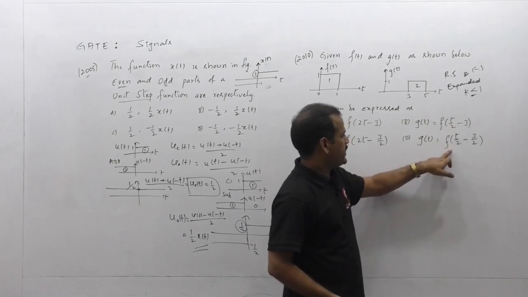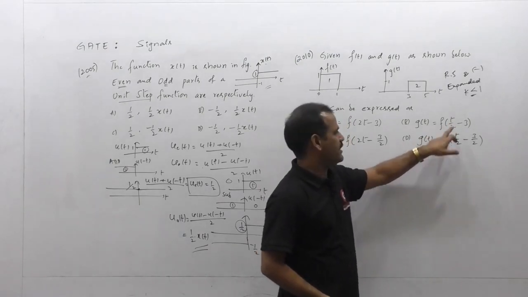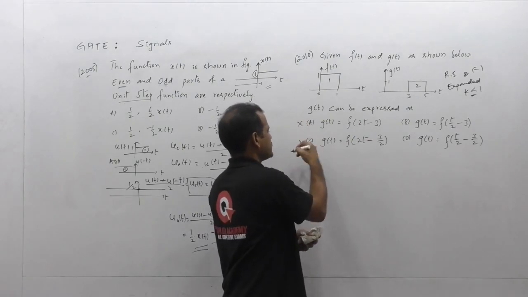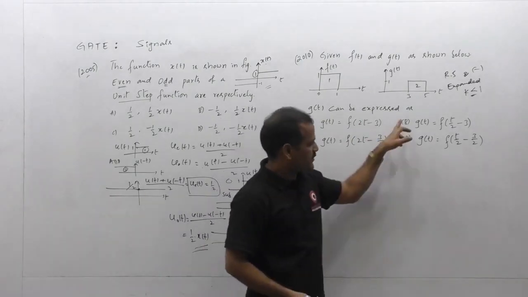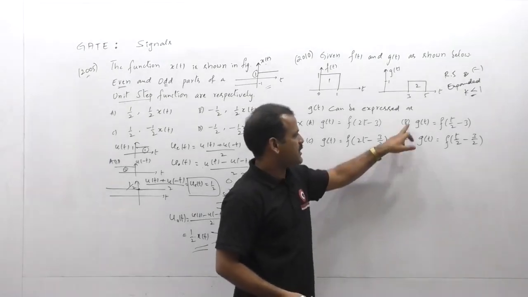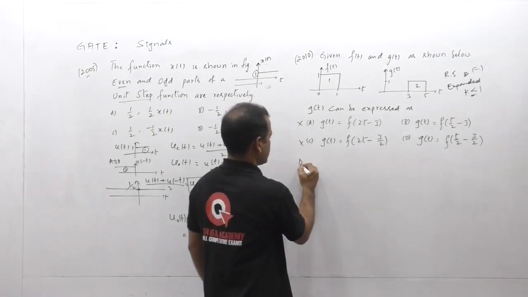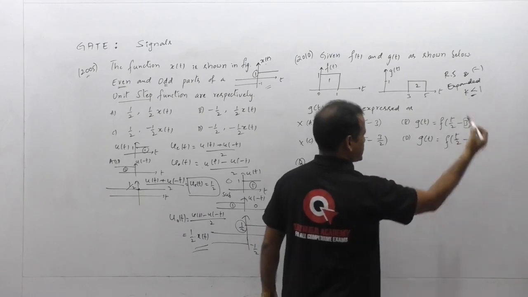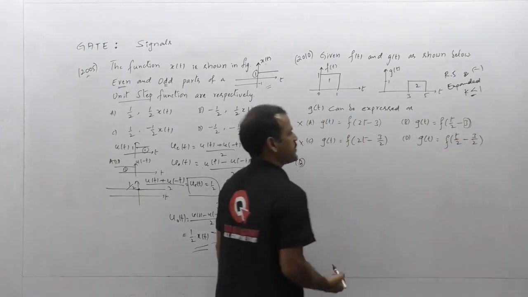So here options B and D both have k value less than 1, that is 1 by 2, so we can exclude the other two options first. Now let us verify these two options. First I will verify option B. In B, what happens is shifting by 3, a right shift, and then scaling with 1 by 2.